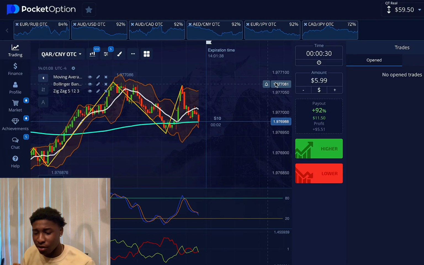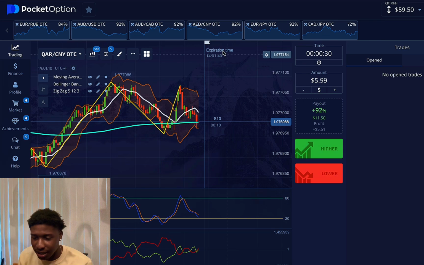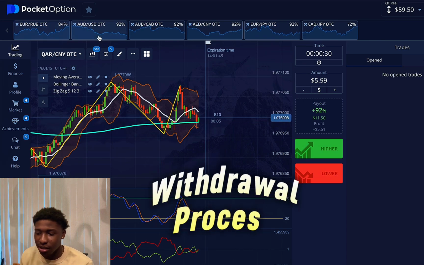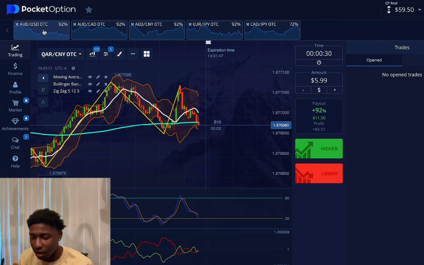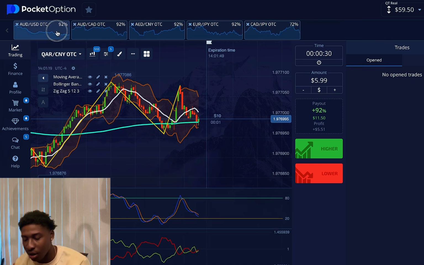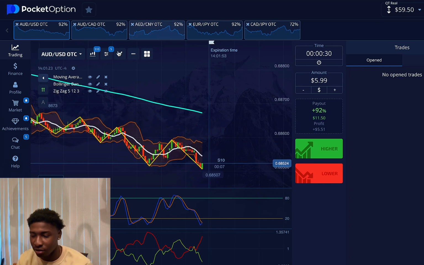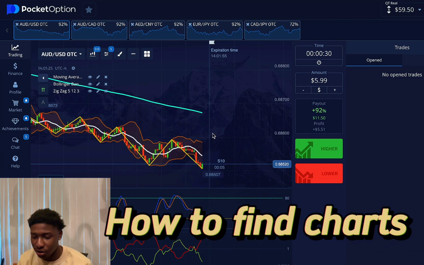So as you can see, we got 30 seconds on the time, but I'm thinking I'm gonna change this depending on what I see and what I like. Right now we got a couple currency pairs, and my main thing that I'm looking at is just predictable charts, still on this high 92% payout.